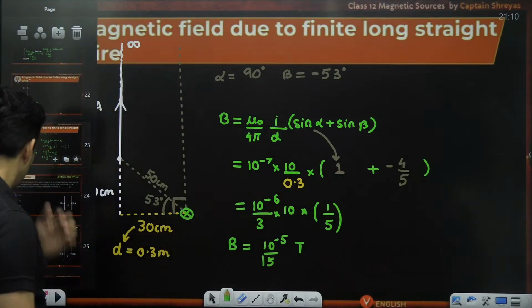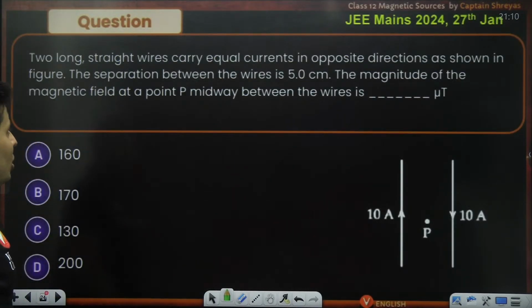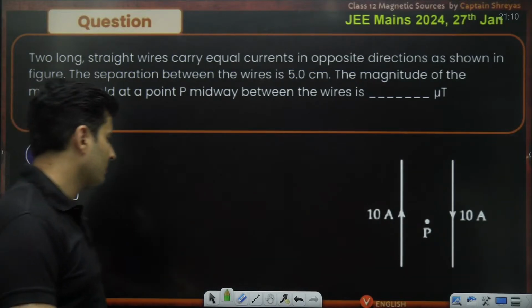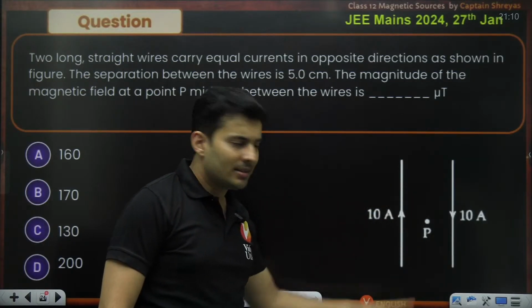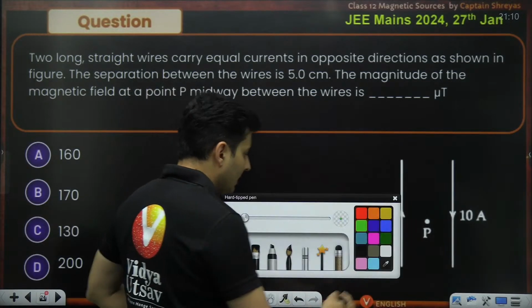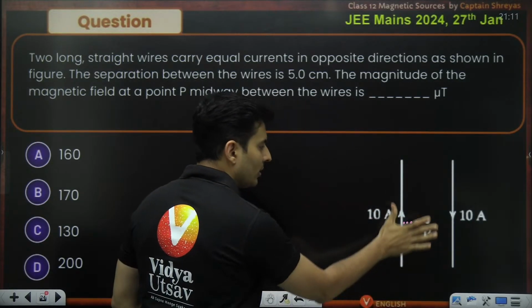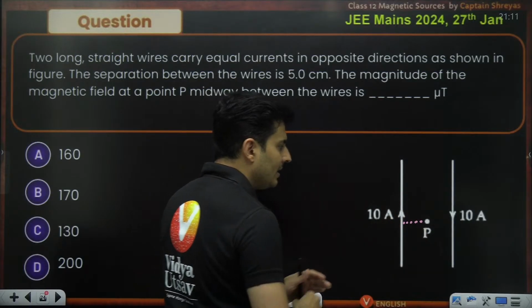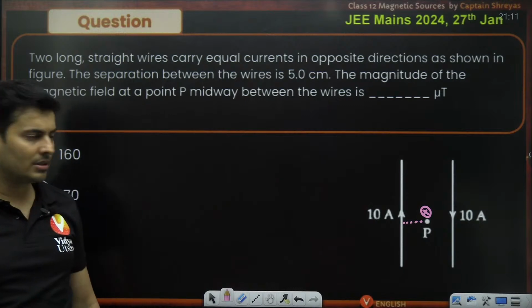Let's go to some questions which are over here. This was asked previously. I'm pretty sure you will be able to do it. Two long straight wires carry equal currents in opposite directions as shown. The separation between them is this many centimeters. Find the field at the point midway between the wires. Okay, let's think. One line going like this, one line going like this, midway. So if I talk about this wire, then at this point, if I hold the thumb like this, the fingers go inside, so the magnetic field is inwards.